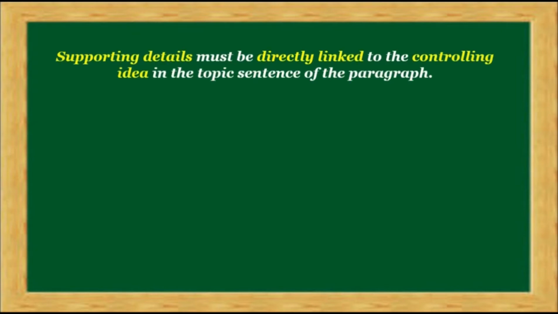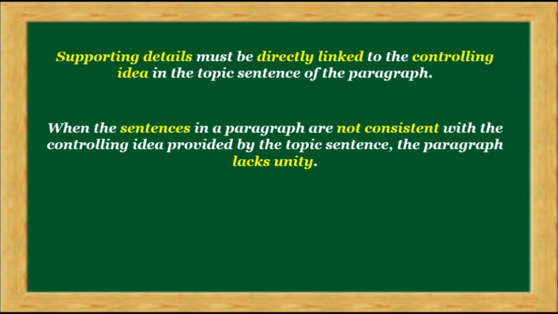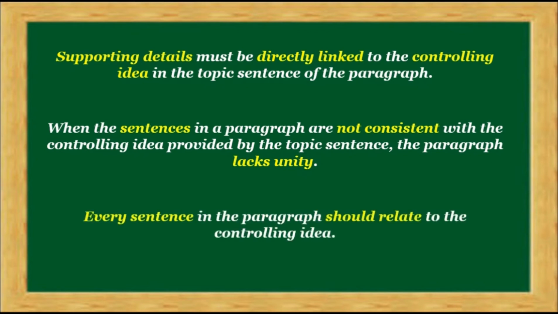From the sample paragraph, you understand that supporting details must be directly linked to the controlling idea in the topic sentence of the paragraph. When the sentences in a paragraph are not consistent with the controlling idea provided by the topic sentence, the paragraph lacks unity. Therefore, every sentence in the paragraph should relate to the controlling idea in order to achieve paragraph unity.